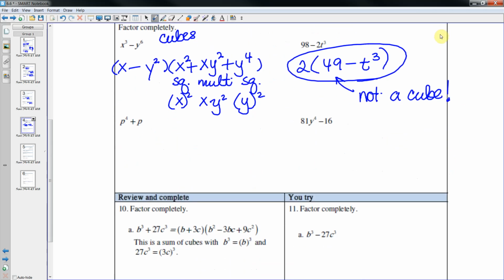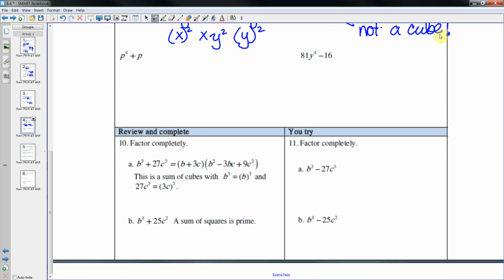Alright, let's do a factor completely at the bottom of the page. We've got b cubed minus 27. Let's do the one. These are factored completely. These are still just cubes, but it's got double letters in there. So let's do this one with double letters. I can't take out a greatest common factor, so we're going to do cubes. B cubed is b. 27c squared is going to be 3c.